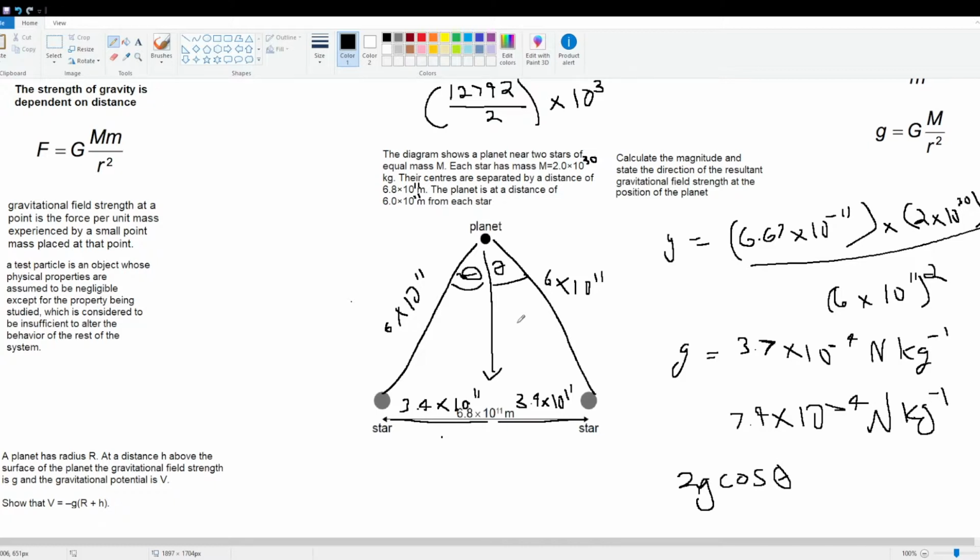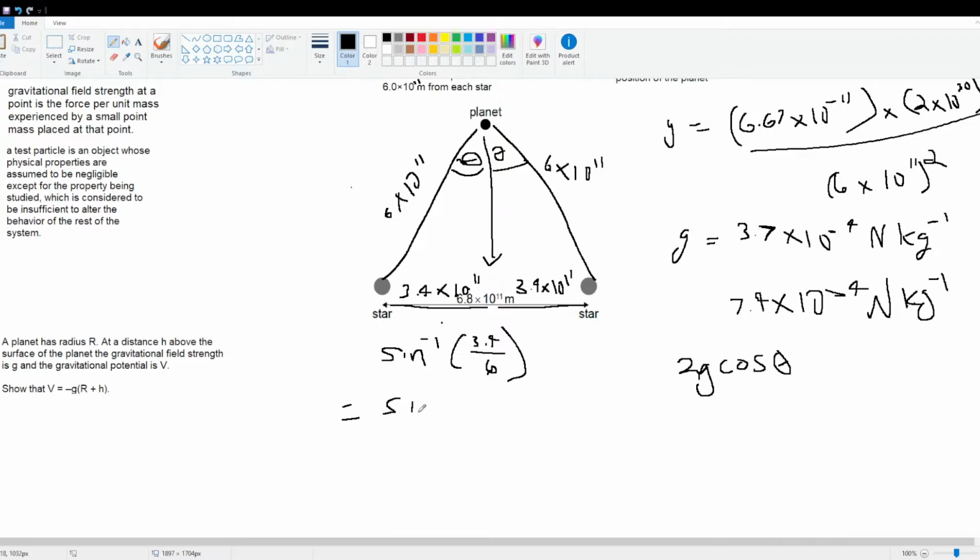the inverse of sine, 3.4 times 10 to the power of 11 divided by 6 times 10 to the power of 11. And what we get, I'll write it out just so you guys can see. 3.4, we can just take off the times 10 to the power of 11s. And what we get is, sorry, 34 degrees. And so we're going to put that in here.